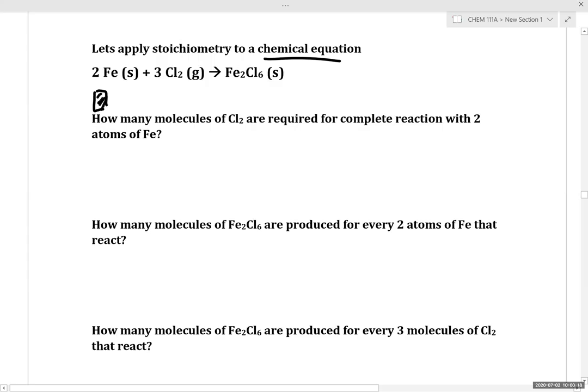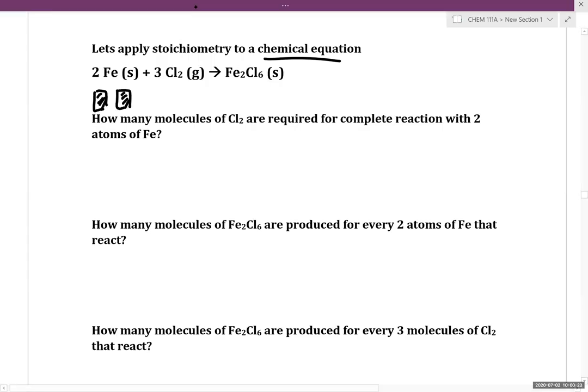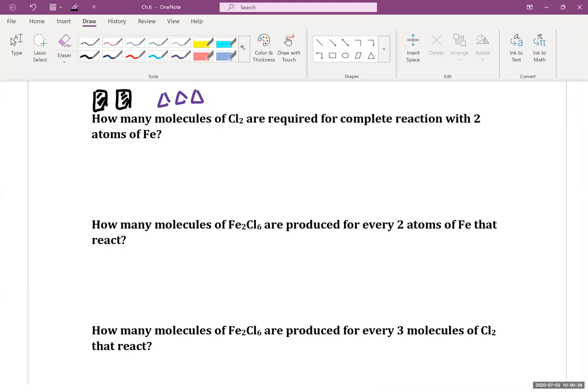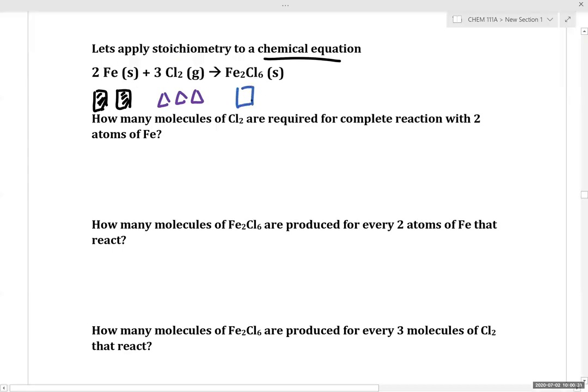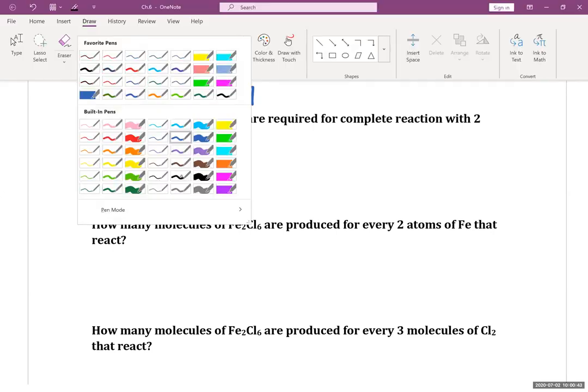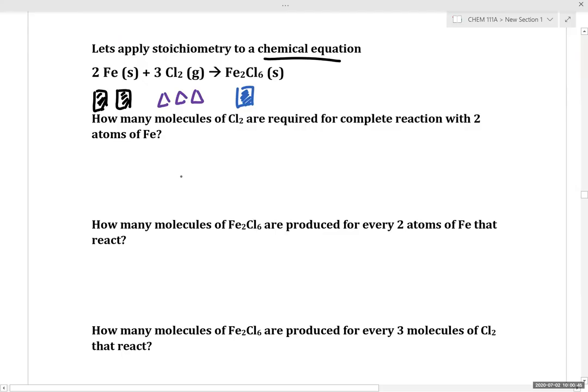So we have 2 atoms of iron. For chlorine, we have 3 molecules of chlorine reacting to make 1 molecule of iron(III) chloride dimer. Okay, so let's try to answer these questions that are built very similarly to our bread and cheese example.